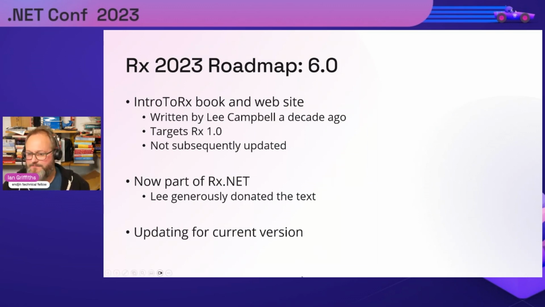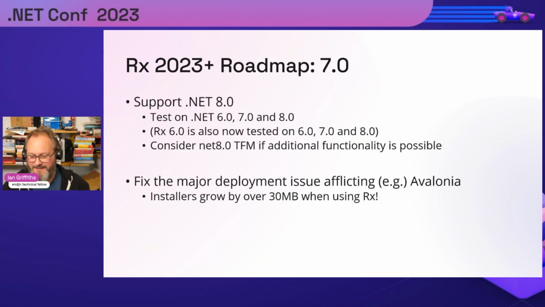Right, so much for what we've already done. Now, let's talk about what we intend to do next. For the 7.0 plan on the roadmap, one of the things we put on there was .NET 8 support. Actually, we've been able to add that to RX 6. Like I say, we've just published test suites for that. So RX 6 is fully supported on .NET 8.